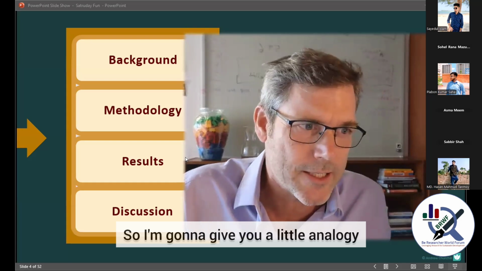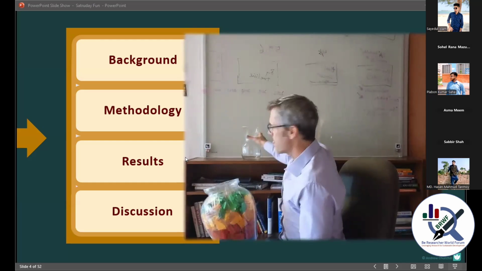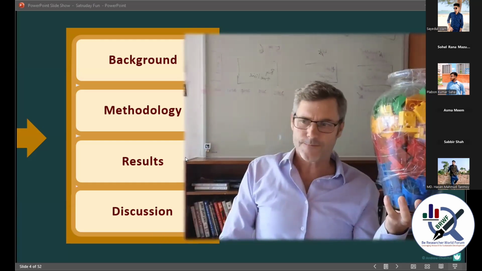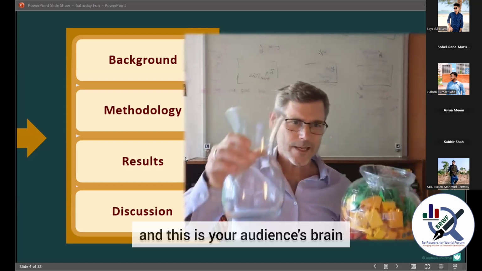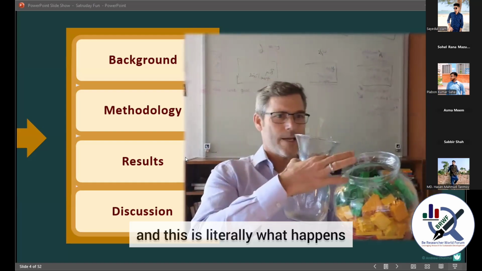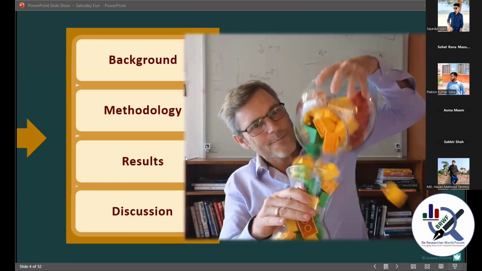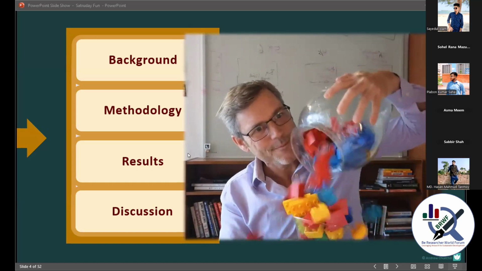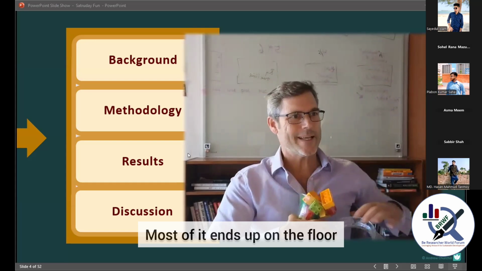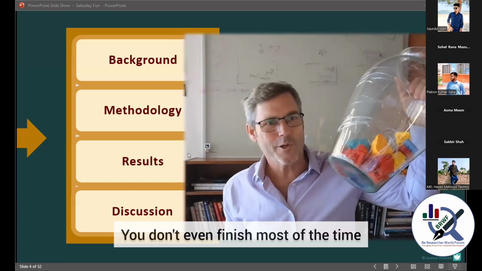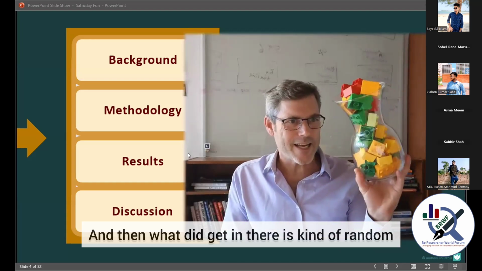So I'm going to give you a little analogy. I'm going to give you a little demonstration of what happens. This is your journal article. And this is all the information that you're trying to get into your presentation. And this is your audience's brain. And this is literally what happens. Not much gets in there. Most of it ends up on the floor. You don't even finish most of the time. And then what did get in there is kind of random and all jumbled up.